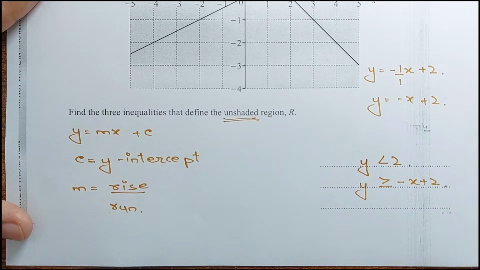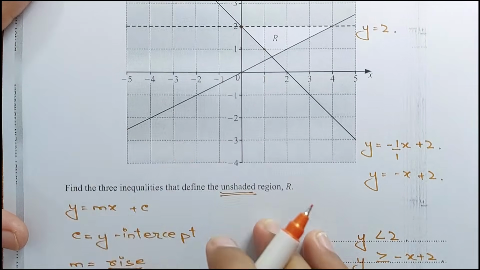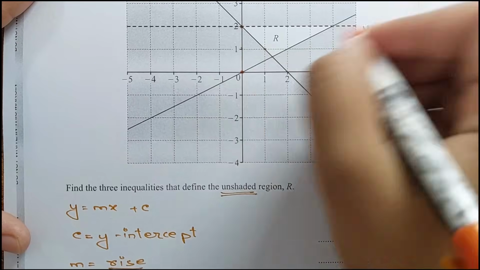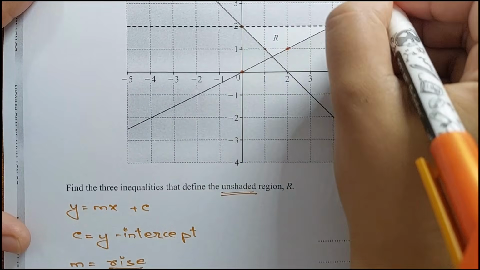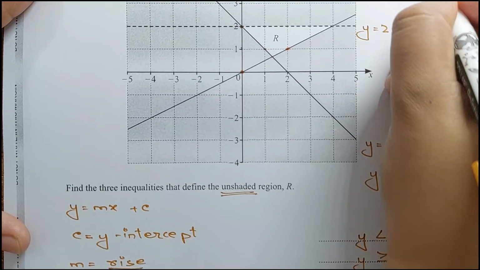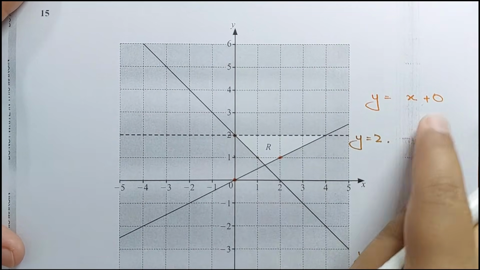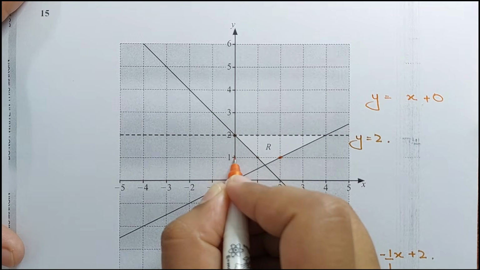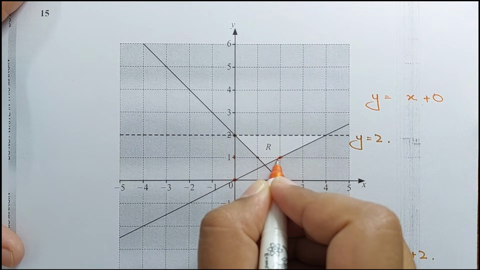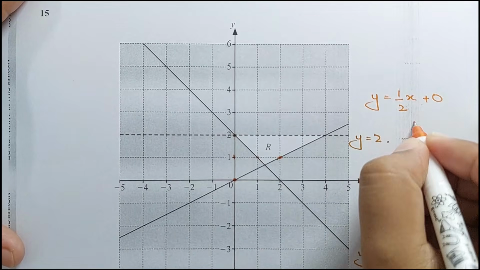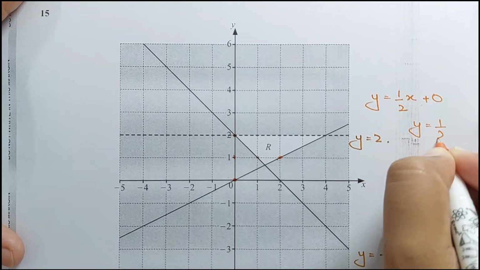Okay, now moving to the third equation of line, which is this line. Here the y-intercept is 0 and you can fix this point. Okay, so y equals mx plus c. The y-intercept is equal to 0. Now from this y-intercept, you have to rise 1 unit up and run 2 units to the right. So 1 up and 2 right. So the equation of line is y equals 1 over 2 x.